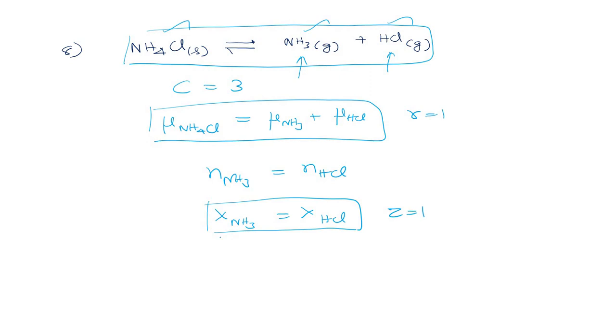Therefore for this system, number of independent constituents or number of components is equal to 3 minus R value 1 minus Z value 1. So if you subtract, you'll get the answer as 1. So the number of components of this system is 1.